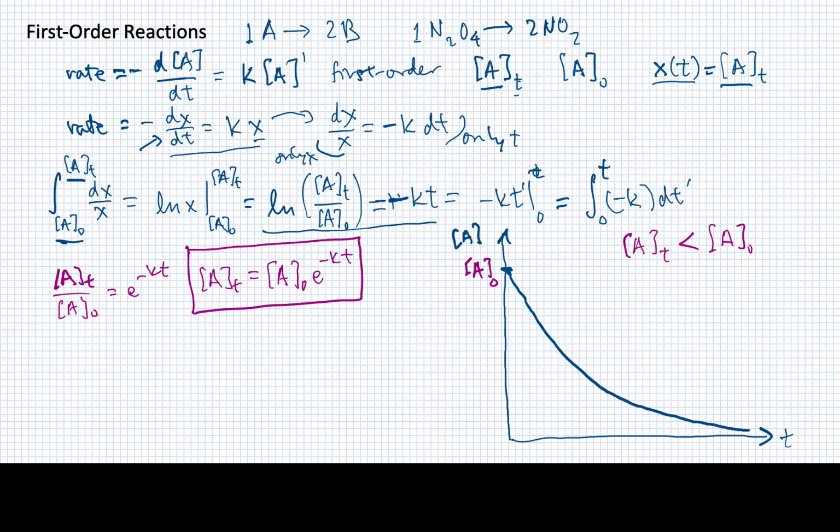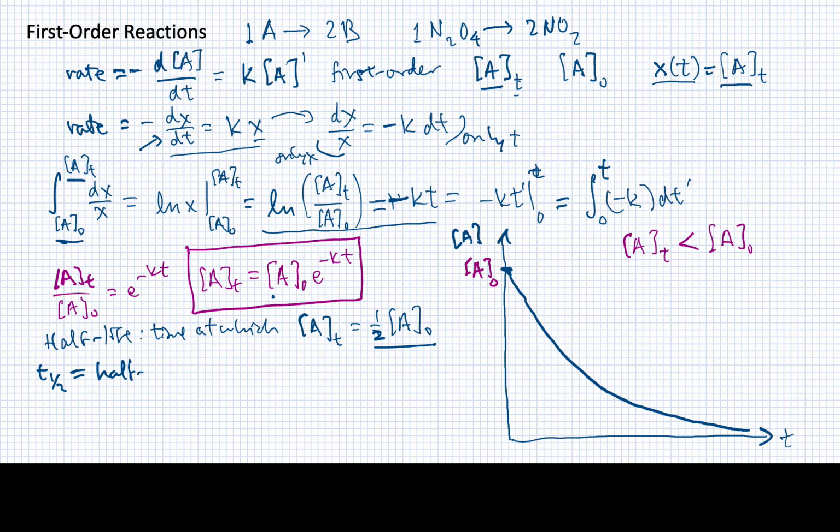Now, one of the quantities that we'll be interested in is going to be something called the half-life. The half-life is simply the time at which the concentration at time t is equal to 1/2 of its initial value. So all I need to do is plug this in for A of t in this equation up here, and I'm going to plug in t sub 1/2, which will be the half-life.